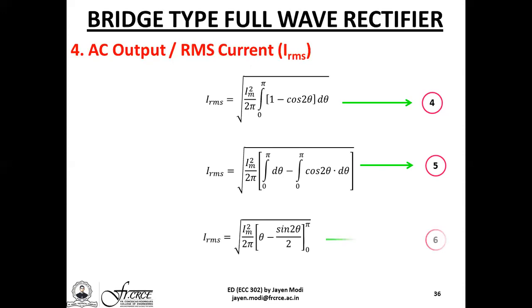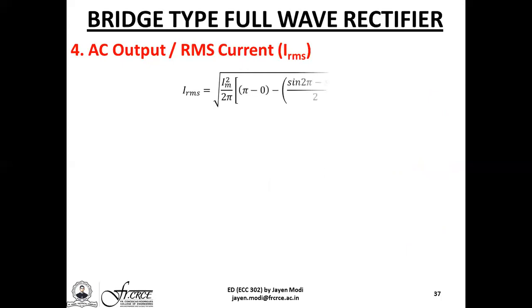So this gives us IRMS is equal to square root of Im square by 2 pi brackets open integration of d theta is simply theta, minus integration of cos 2 theta is sine 2 theta upon 2. The limits are common to both. Lower limit is 0, the upper limit is pi. And putting in the limits, we get IRMS is equal to square root of Im square upon 2 pi brackets open pi minus 0 minus brackets open sine 2 pi minus sine 0, the whole term divided by 2.